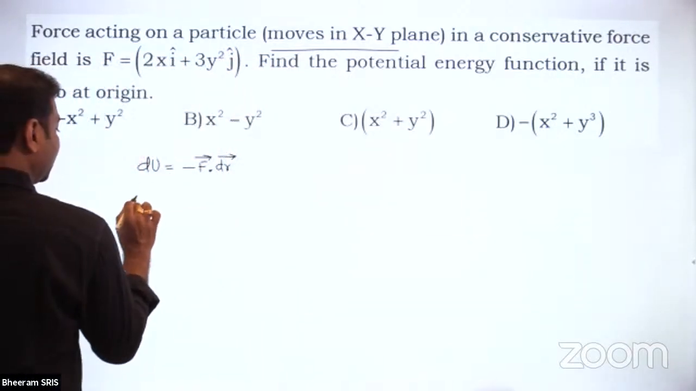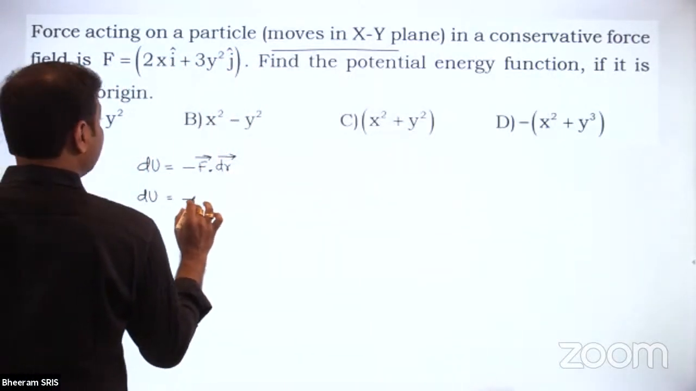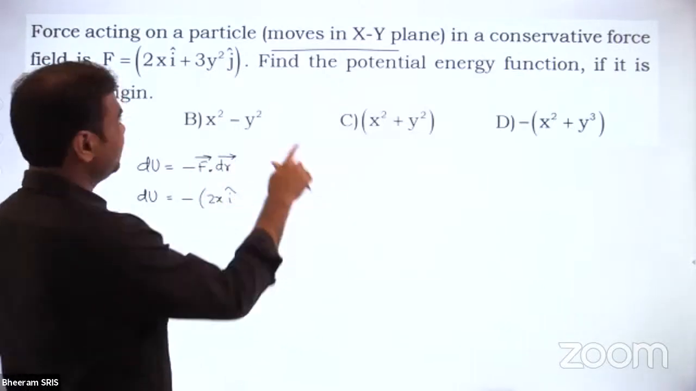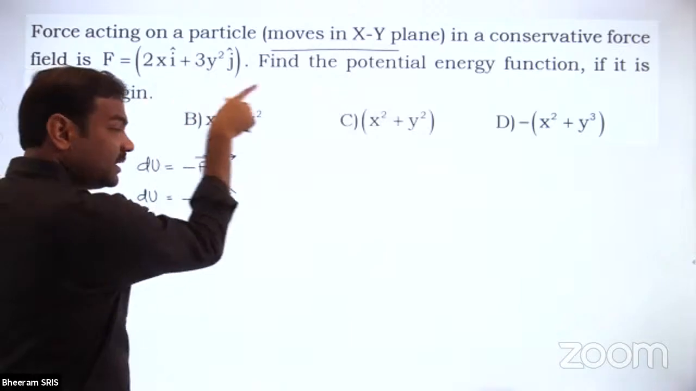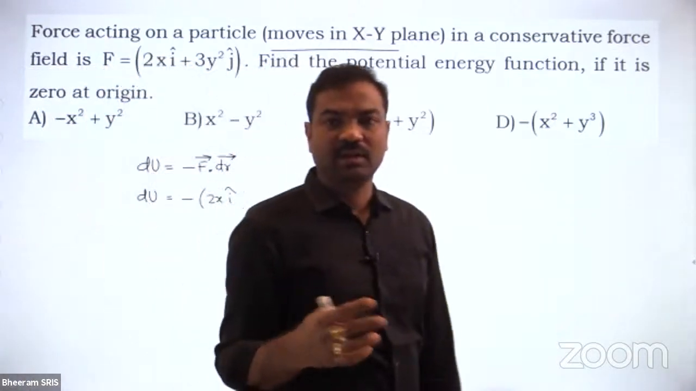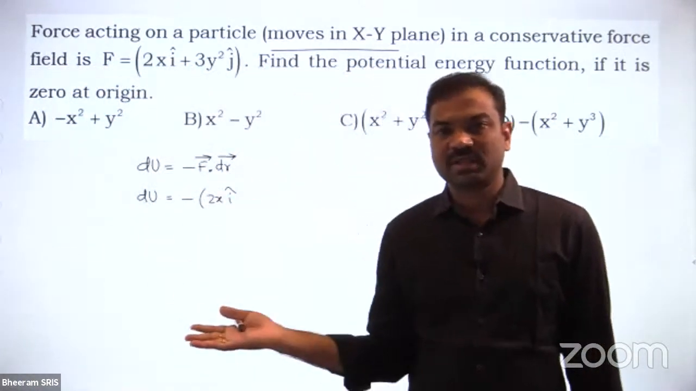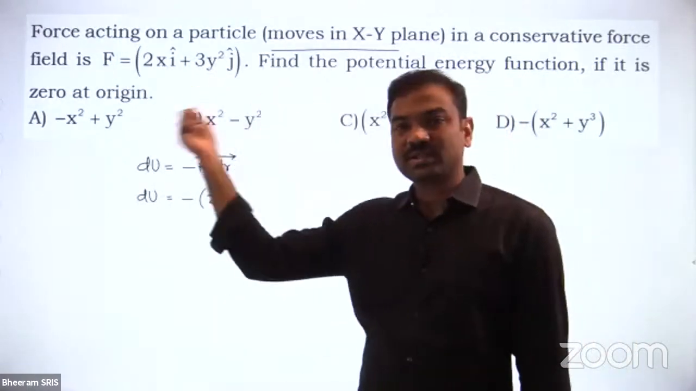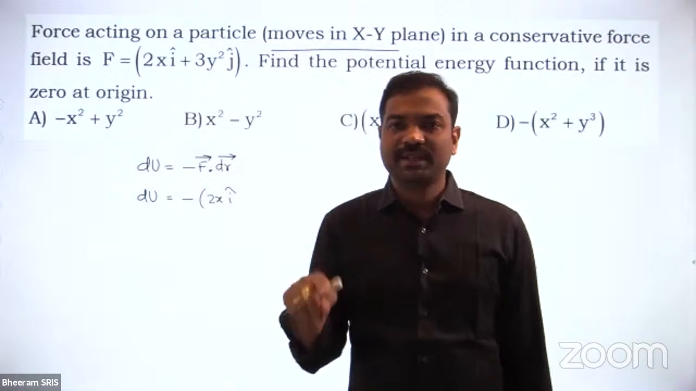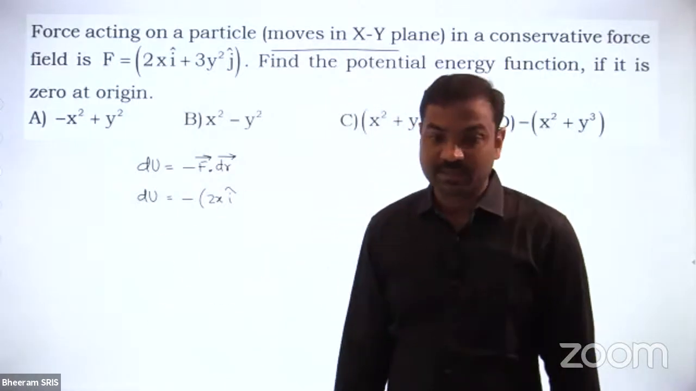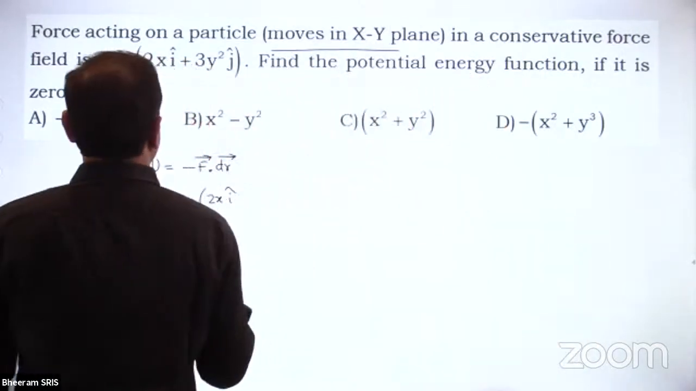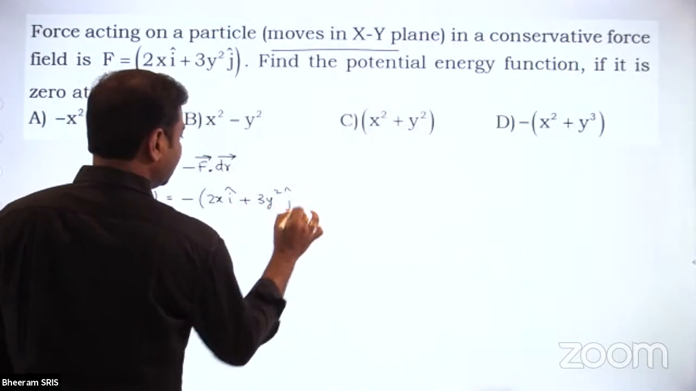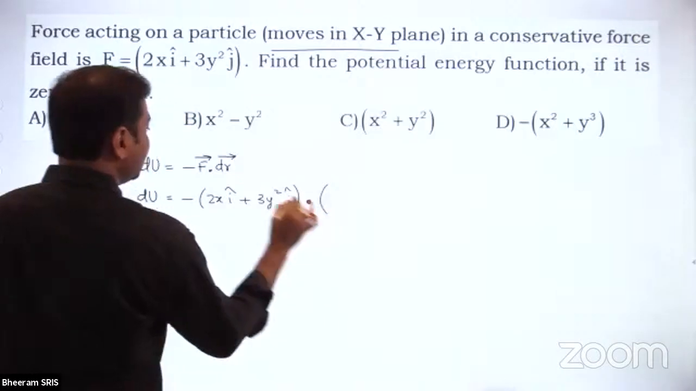Okay, so now dU is equal to minus F bar dot dr bar. What is the F bar? 2x i cap plus 3y square j cap. Now I am not writing cos theta. Why? Because already they have given the vector. If a vector is given, no need to go for F into dr into cos theta; directly you can go for the vector dot product. If only the magnitudes are given, then you have to go for the F ds cos theta logic. So 2x i cap plus 3y square j cap dot product with dr bar.